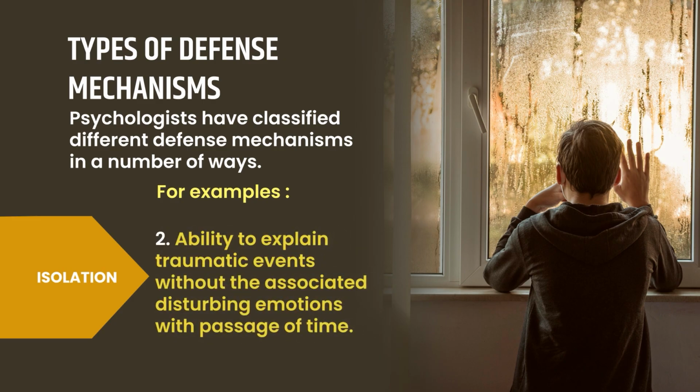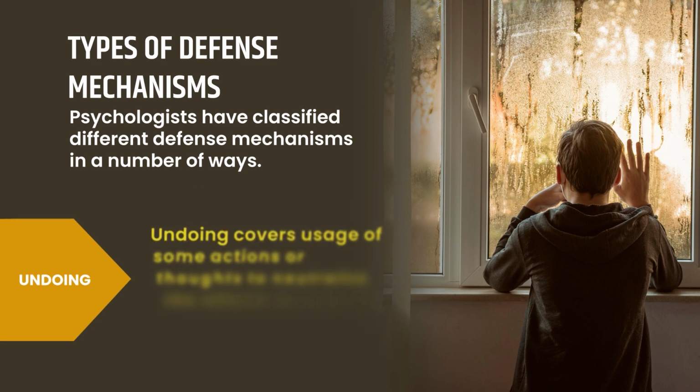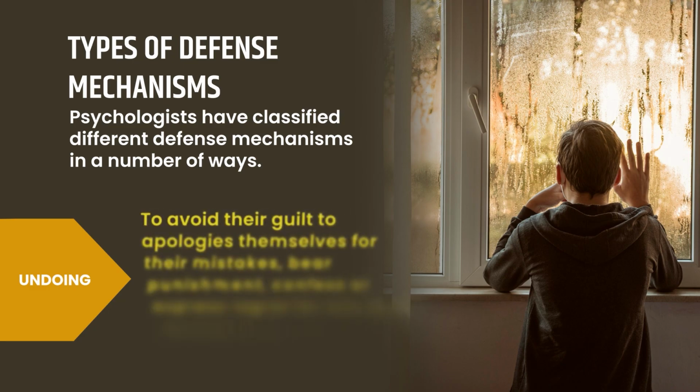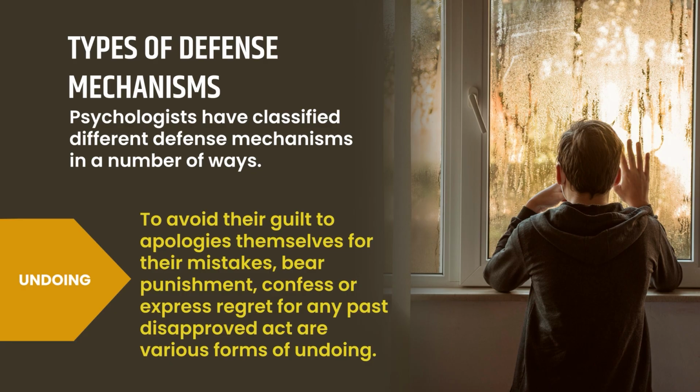Another example of isolation can be the ability to explain traumatic events without associated disturbing emotions with the passage of time. Next type of defense mechanism is undoing. Undoing covers the use of some actions or thoughts to neutralize the effects of something that was said or done, to avoid guilt. To apologize for their mistakes, bear punishment, confess, or express regret for any past disapproved act are various forms of undoing.